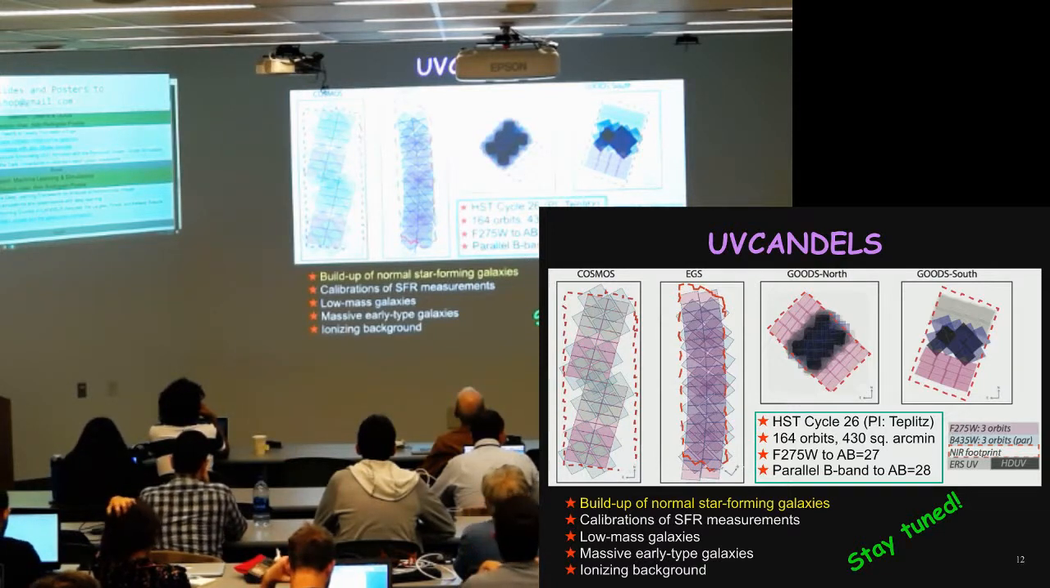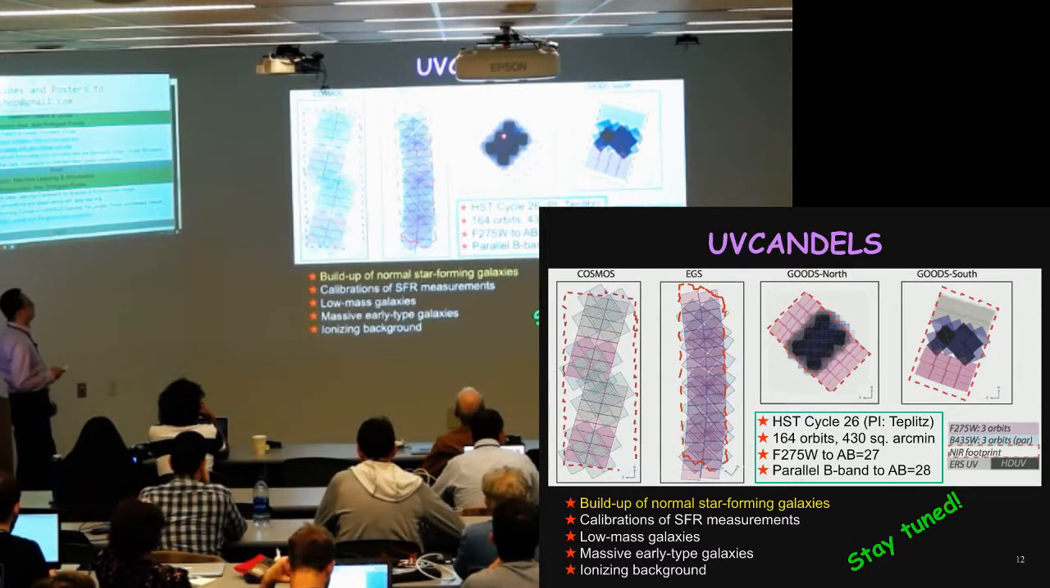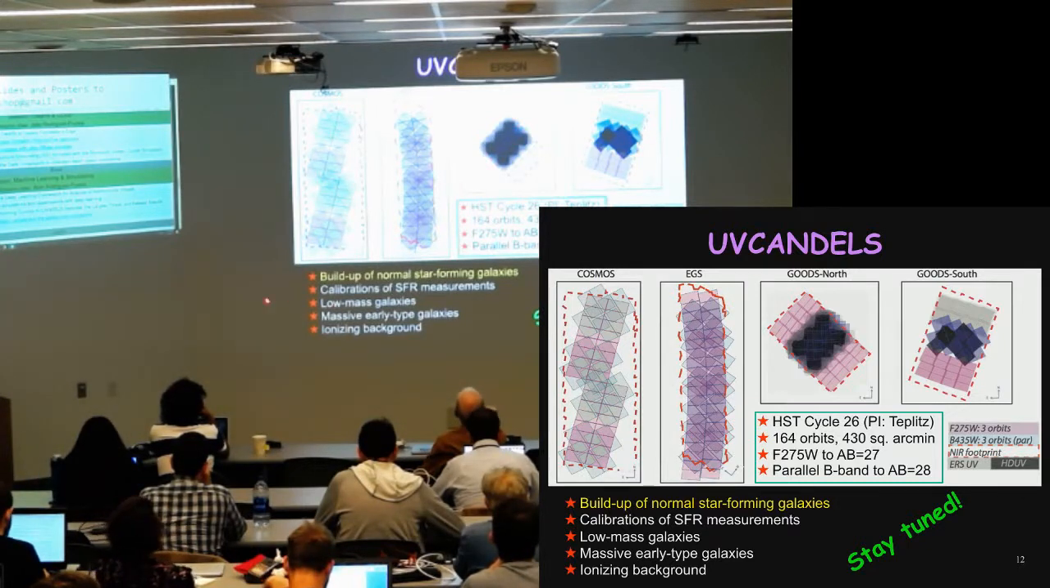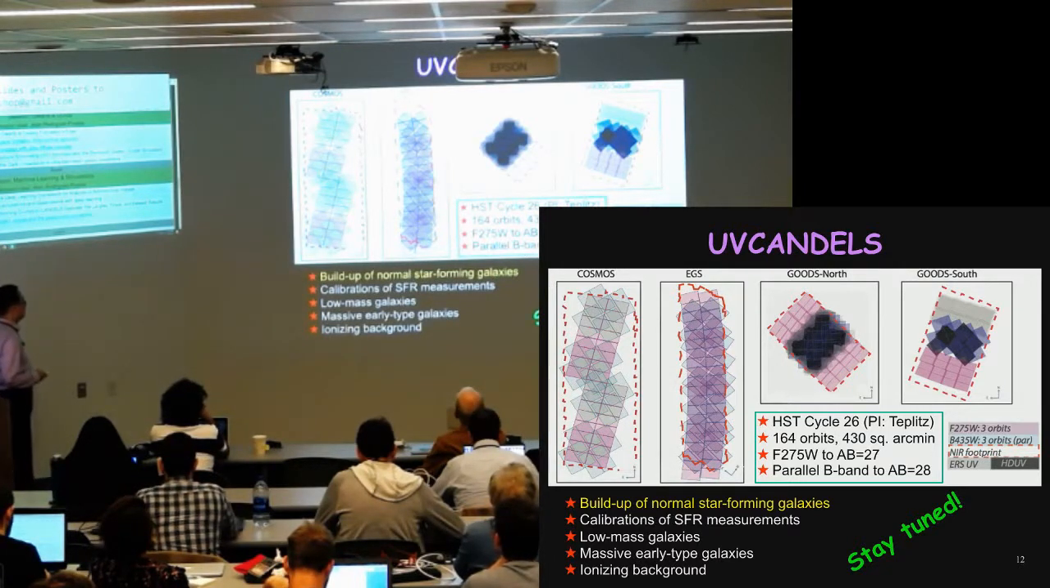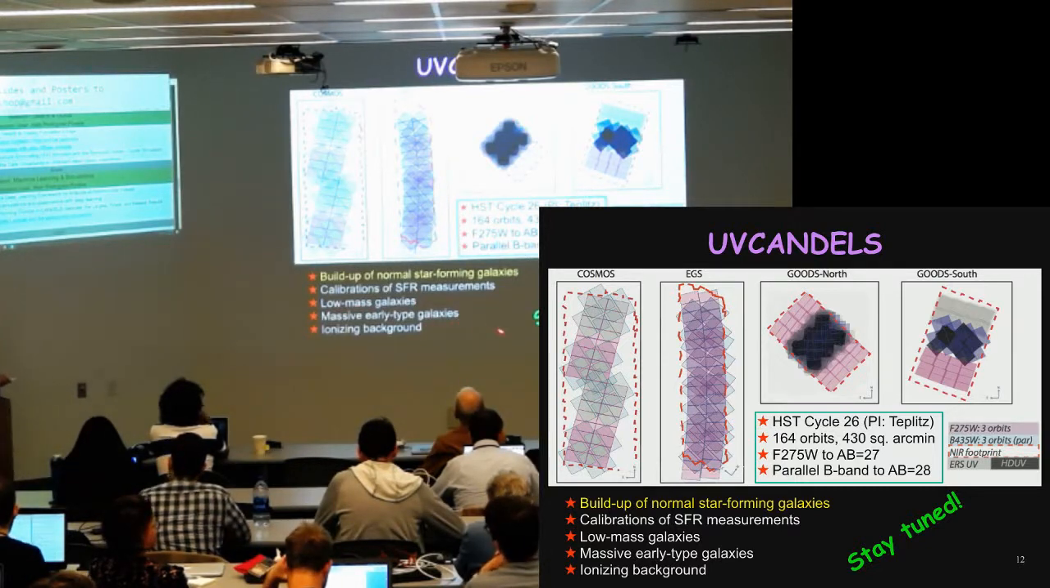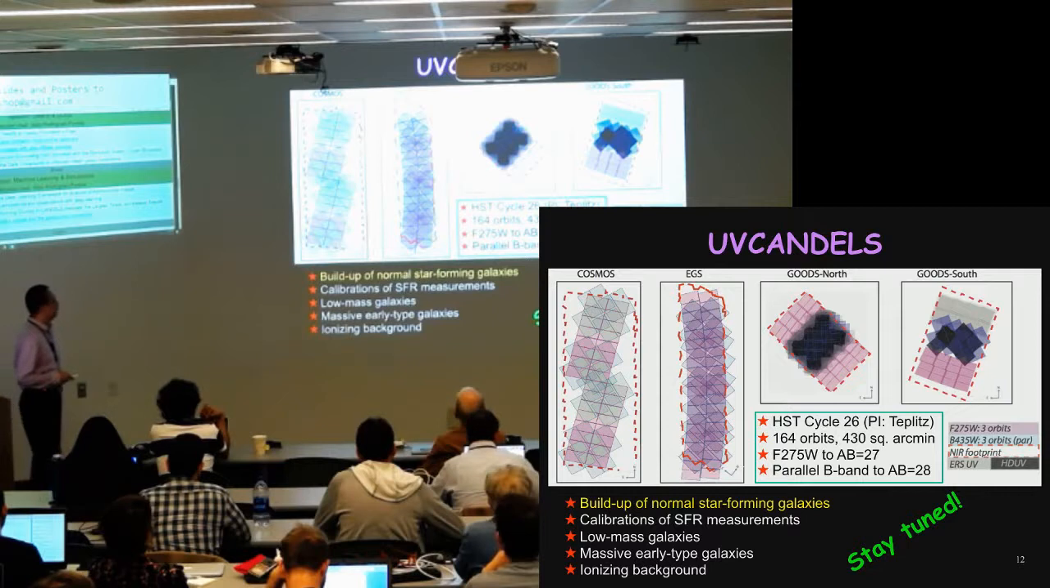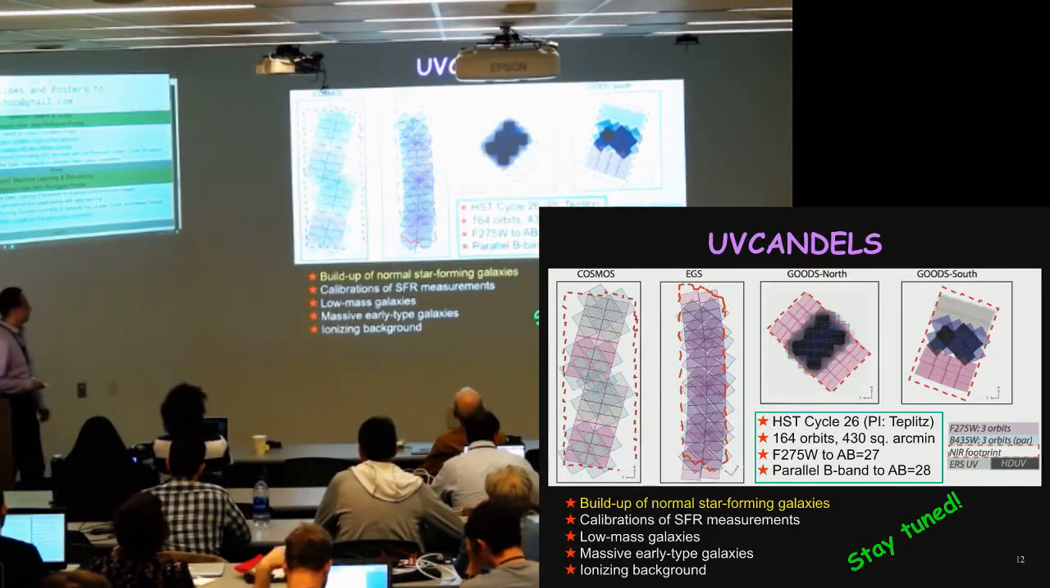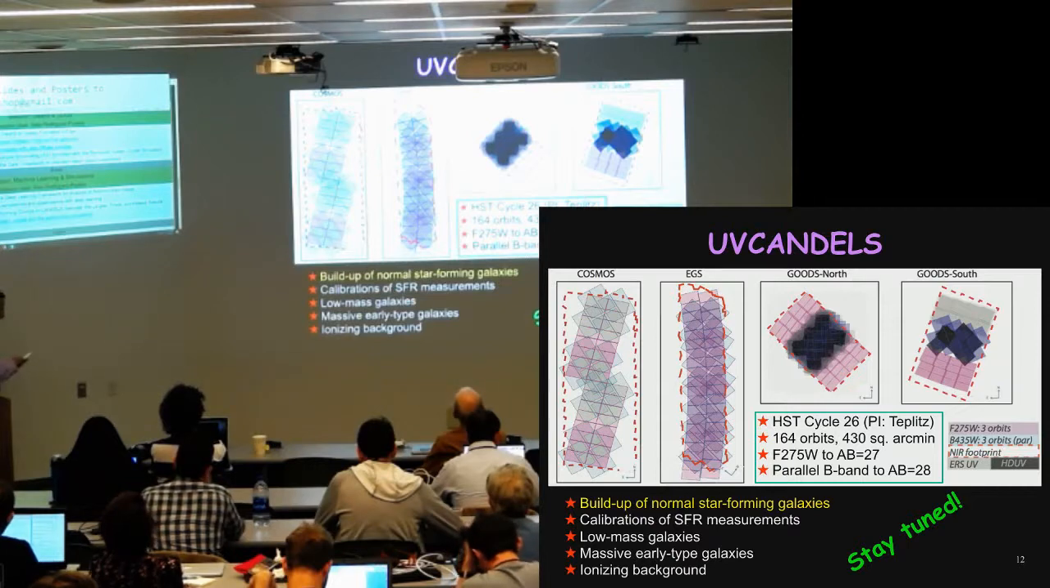And for CANDELS GOODS-North and GOODS-South, people already got deep UV data from ERS UV and HDUV in the deep region of CANDELS. So we have several scientific goals: to study build-up of normal star-forming galaxies, to use UV as a calibration of star formation rate. And because we can detect lower star formation rates, we can also study low-mass galaxies, the massive early-type galaxies, and also in the end, we are also interested in the ionizing background. So stay tuned about the progress of UV CANDELS, and if you are interested in any of these topics, you can come to talk to me.